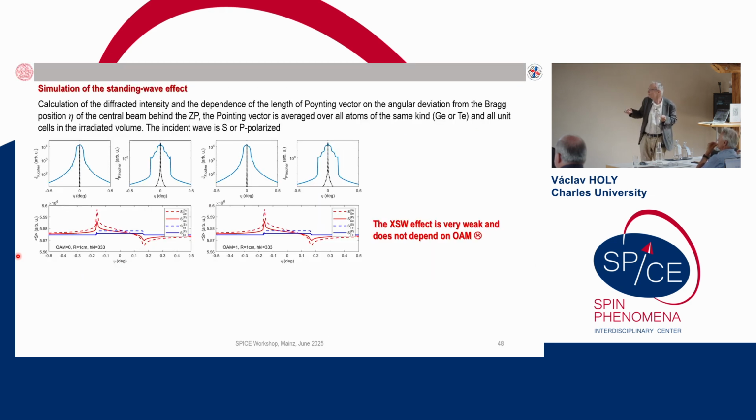And here I simply simulated the Poynting vector in the material at the position of germanium and tellurium atoms for the OAM wave. As you can see, this is the angular deviation from the diffraction position, and the changes are very small. That means the OAM wave cannot produce a standing wave effect, and what Juraj showed is in fact caused by the non-OAM wave component of the incoming beam, which is always present.